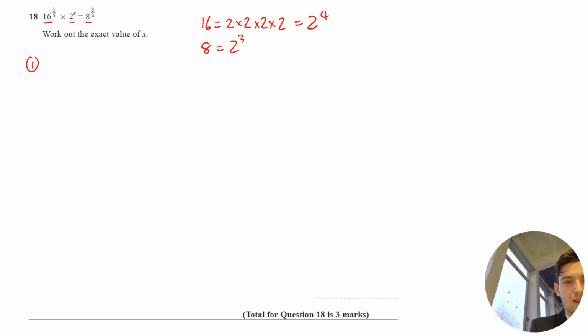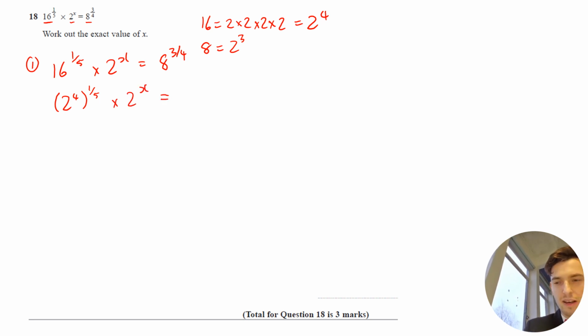So instead of, let me just write out my original equation again. And then instead of 16 and 8, I'm going to write 2 to the power of 4. The 2 to the power of x doesn't change. And instead of 8, I'm going to write 2 to the power of 3. Great. Now I'm going to get rid of my brackets.